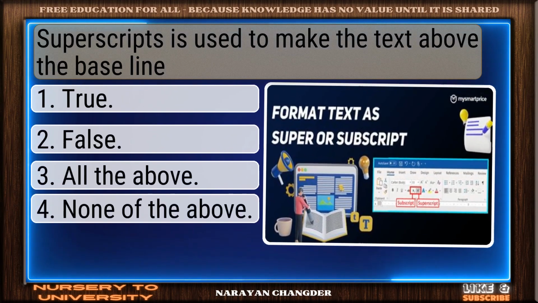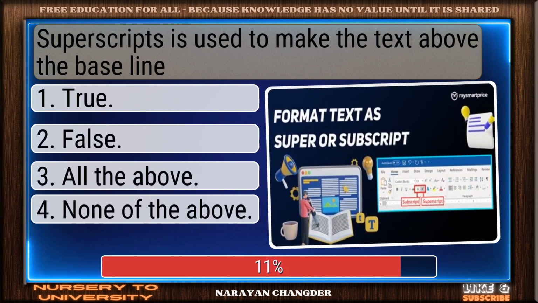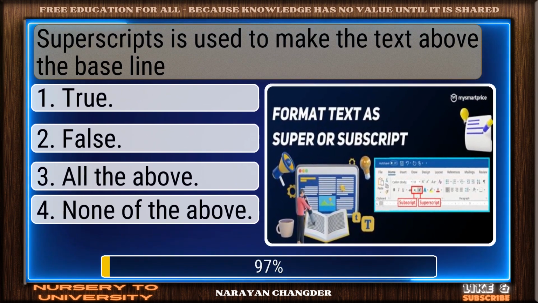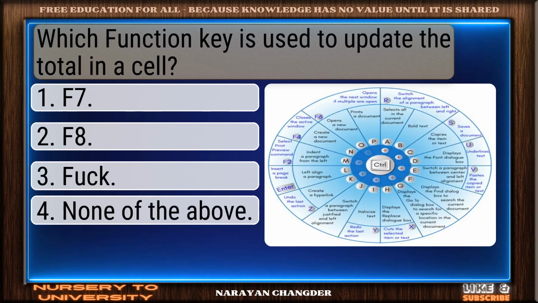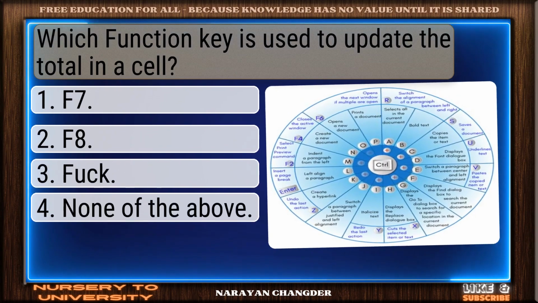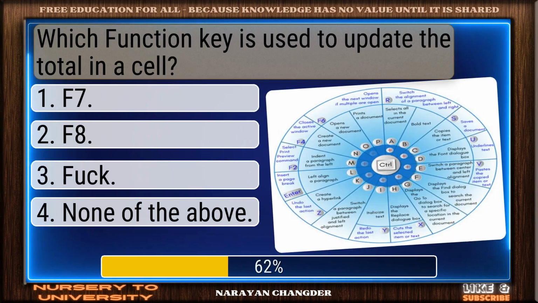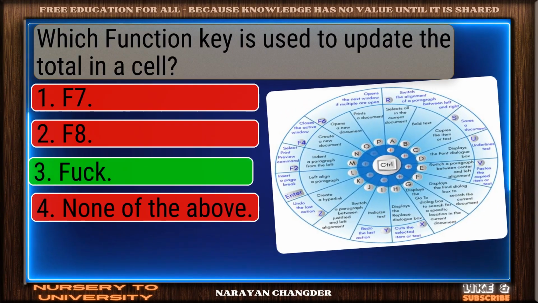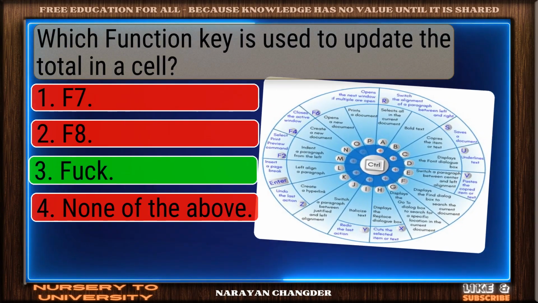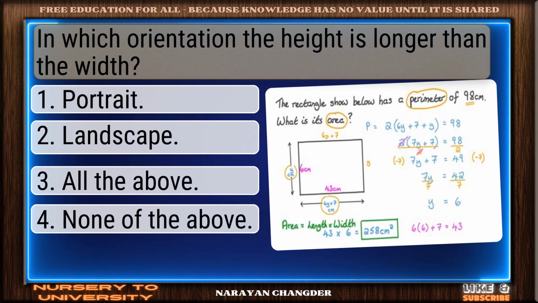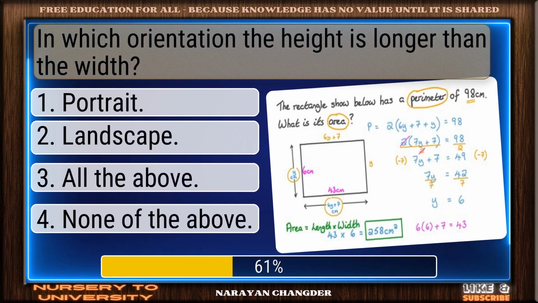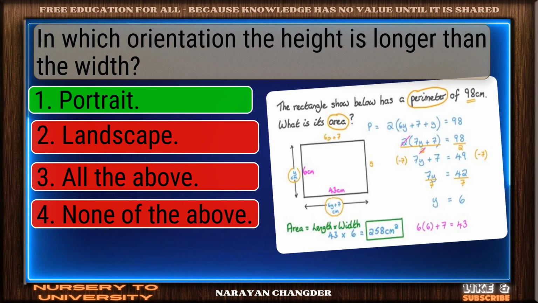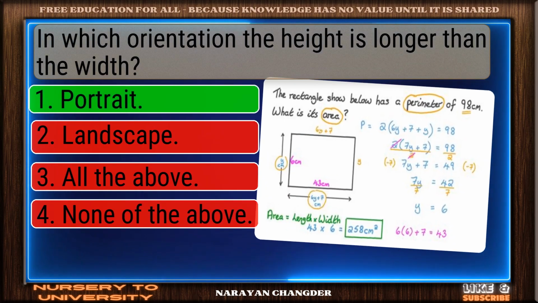Superscript is used to make the text above the baseline. You chose true. And it is correct! Which function key is used to update the total in a cell? Sharp thinking. F9 is the right choice. In which orientation the height is longer than the width? Great thinking. Portrait is the right choice.